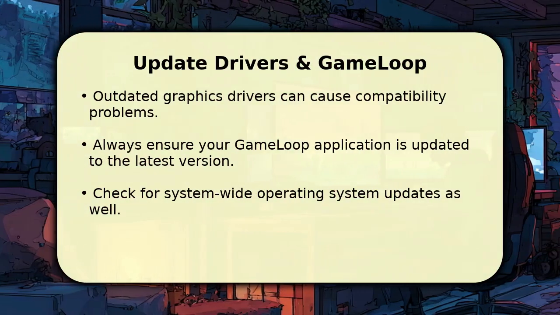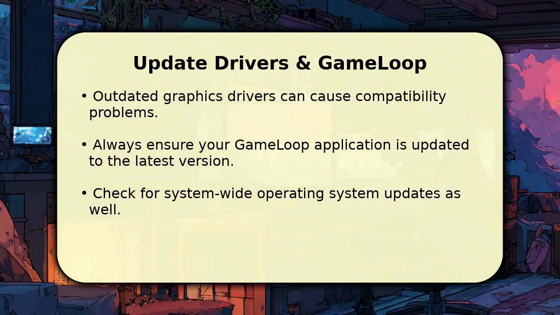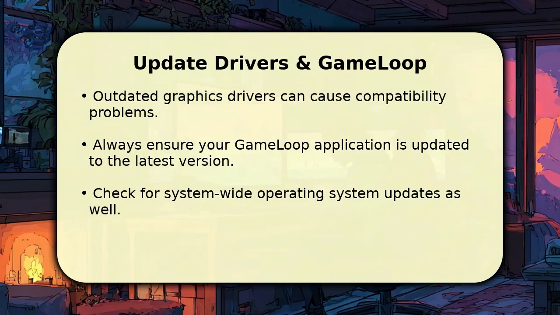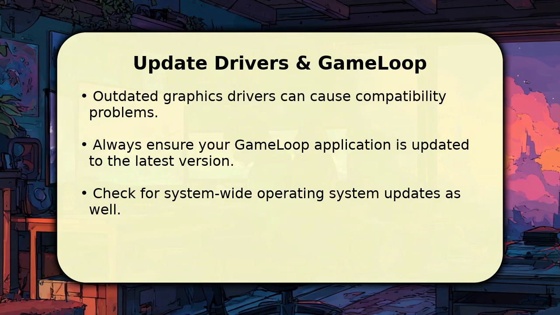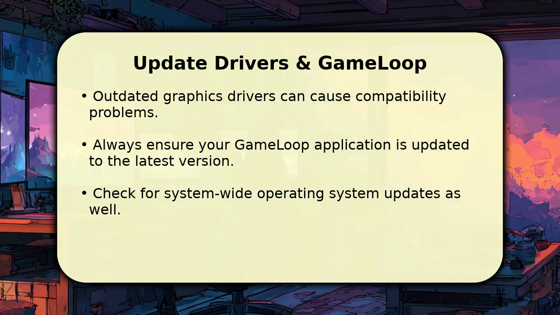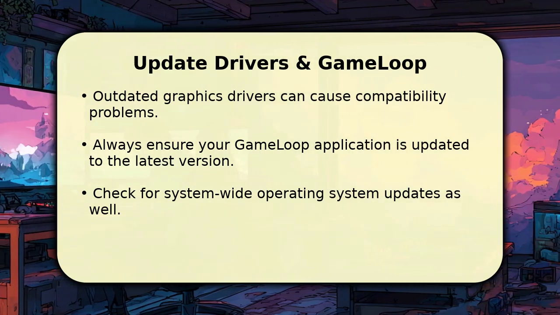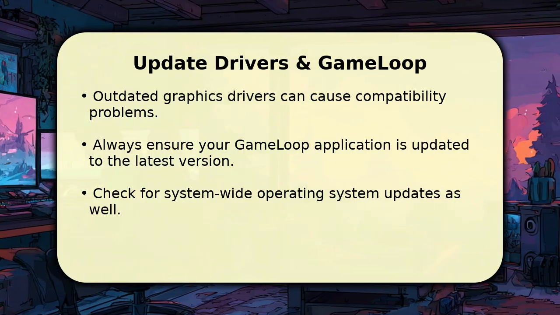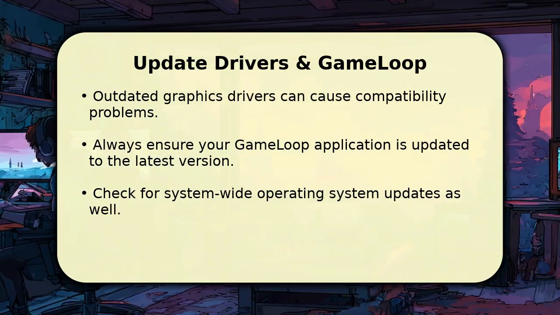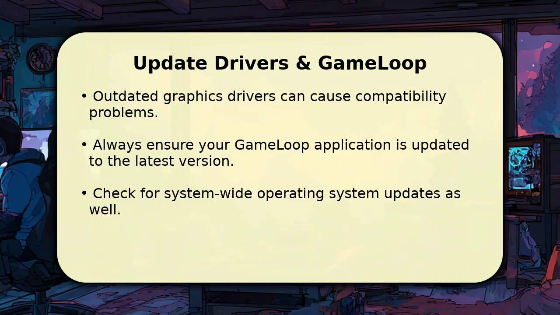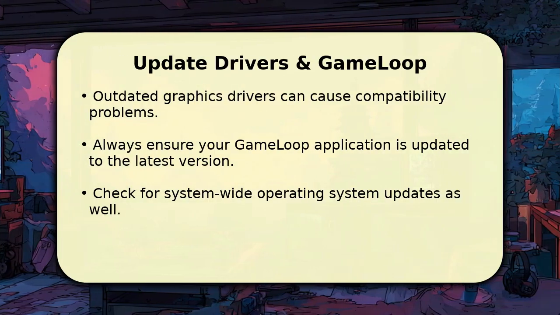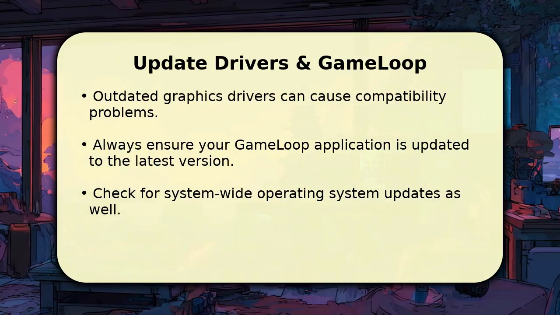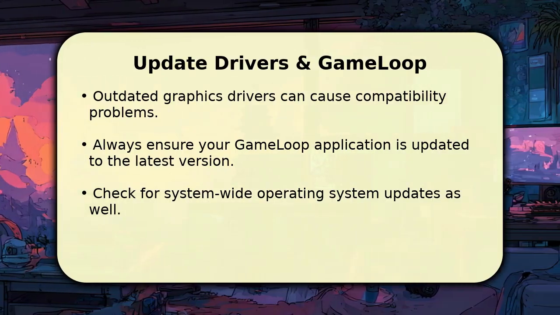Keeping your software updated is crucial for smooth performance. First, update your graphics drivers to their latest versions through your graphics card's control panel or manufacturer's website. Next, ensure the GameLoop application itself is fully updated. It often prompts you or has an update option in its settings. Finally, verify that your computer's operating system has all recent updates installed. Running old software can lead to unexpected errors.